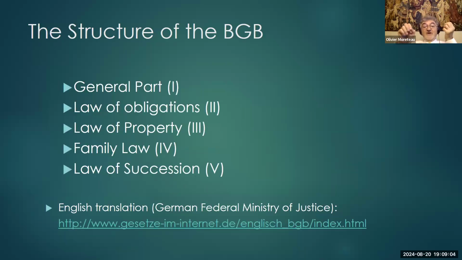If you look at the structure, you see that it has a general part that is rather developed. I will explain in a few seconds what this general part is about. Then you have the law of obligations, law of property, family law, and the fifth book is law of succession. I give you a link, by the way, if you want to see an English translation of the German Civil Code. Now, what about this general part?